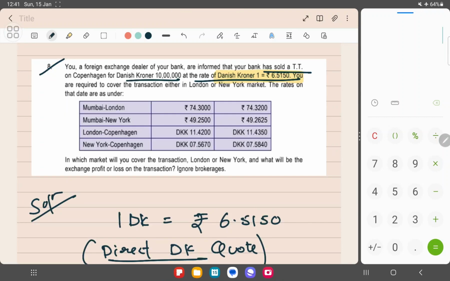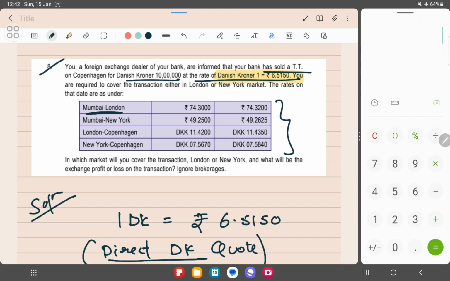Further, you are required to cover the transaction either in London or the New York market. The rates on that date are given to you: Mumbai and London, Mumbai and New York, London and Copenhagen, and New York and Copenhagen. These quotes are given to you, the bid and the ask quotes. Now, in which market will you cover the transaction, London or New York? And what will be the exchange profit or loss on the transaction? Ignore the brokerages. Which market will you cover? We'll see the London as well as the New York market, and we'll see where we get more profit. We'll hedge in that particular market, and the quotes are given accordingly to us.